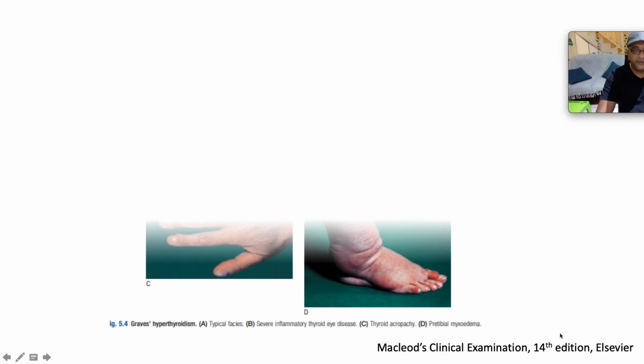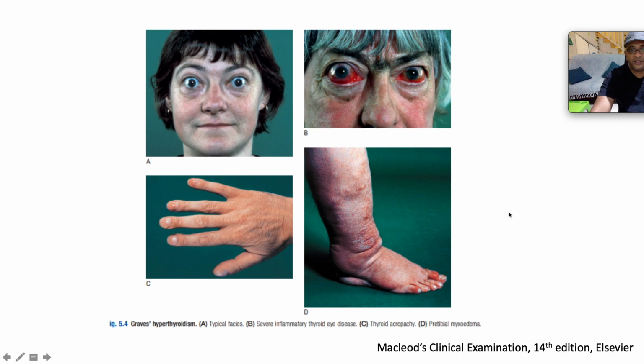Alrighty, more pictures. So here's the typical facies we see in image A, typical facies of Graves' disease. We can see the prominent exophthalmos. There's a kind of nervous or staring expression. B shows us severe inflammatory thyroid disease, with swelling of the caruncle and conjunctival changes, together with a degree of exophthalmos. In picture C, we see thyroid acropachy, which is basically clubbing in the setting of thyroid disease. And here we see the typical pretibial myxedema, which speaks to Graves' disease.